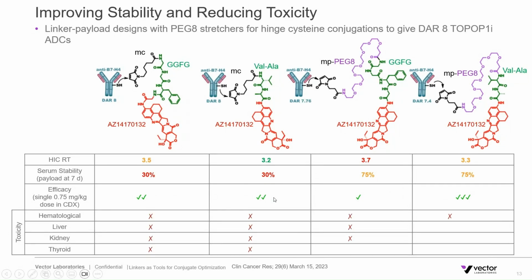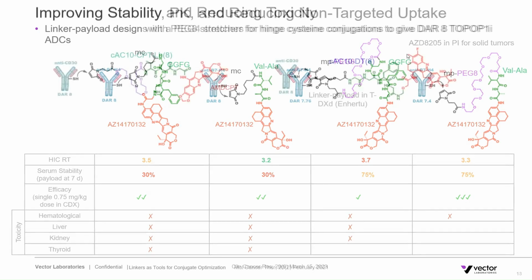However, tox studies revealed clear differentiation. And this last example, this last combination with MP-PEG8 Val-Ala, showed only mild and reversible hematology changes. So this last one is also AZD8205, which is currently in phase 1 clinical trials. So this is a nice example showing that the different ADC and linker payload components can be evaluated in these different assays to improve physicochemical properties and reduce tox in these preclinical assays that might suggest potential downstream tox issues.